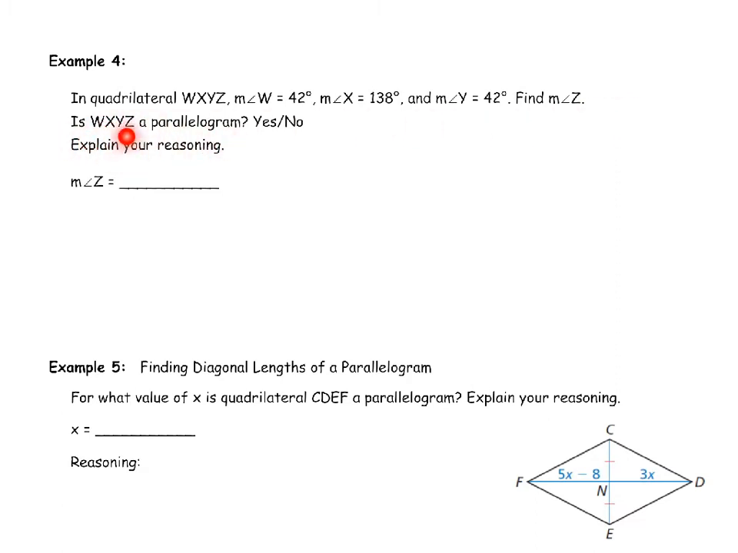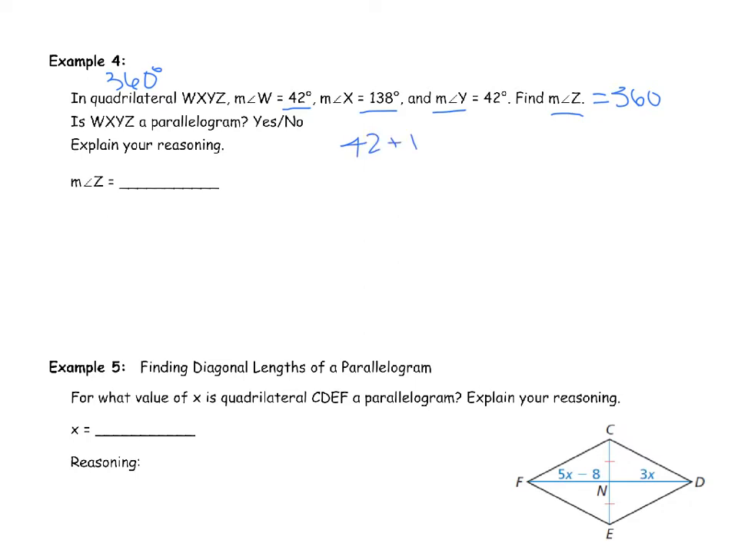So, is WXYZ a parallelogram? Yes or no? Explain your reasoning. So, let us recall that the total interior sum of a quadrilateral is 360 degrees, which means that angle W plus angle X plus angle Y plus angle Z should equal 360.